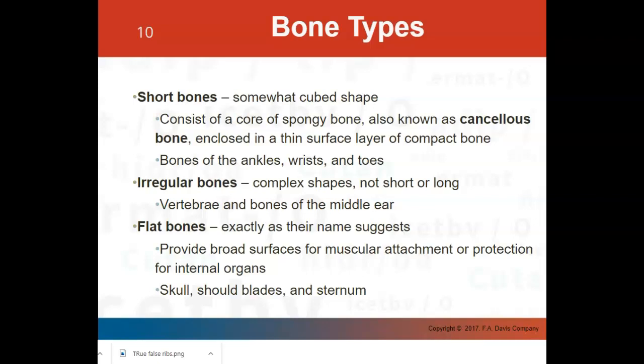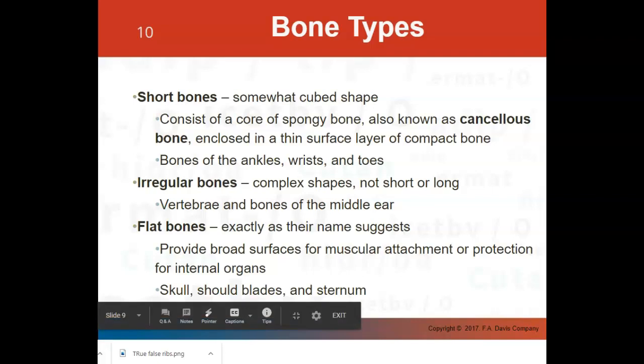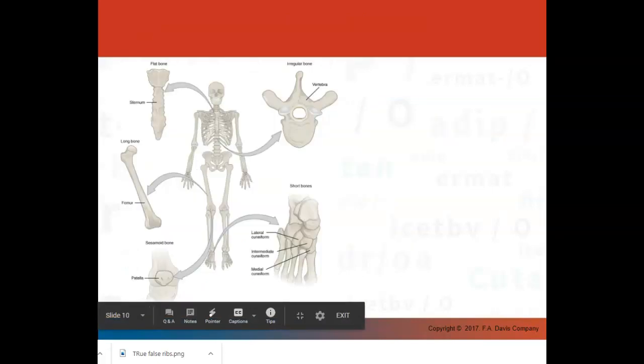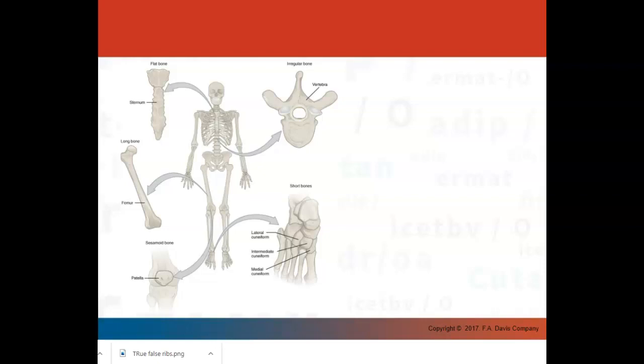Flat bones are exactly as the name suggests. They provide broad surfaces for muscular attachment or protection for internal organs. Examples would be the skull, the shoulder blades, and the sternum. That's just a picture showing some flat bones, irregular bones, long bones, sesamoid bone. The short bones they're showing there in the ankle of the foot there.